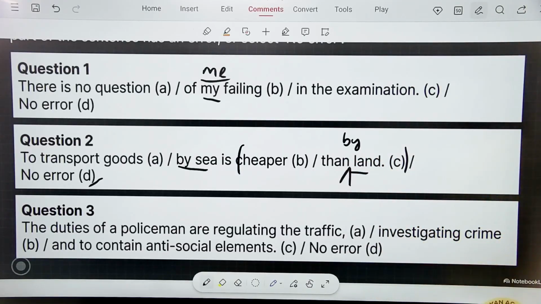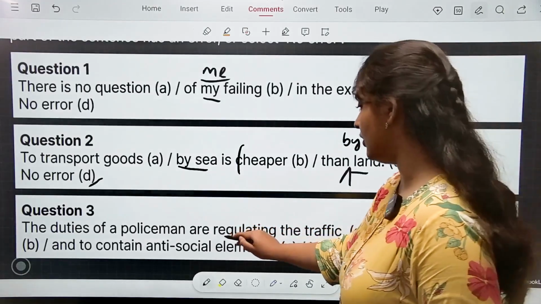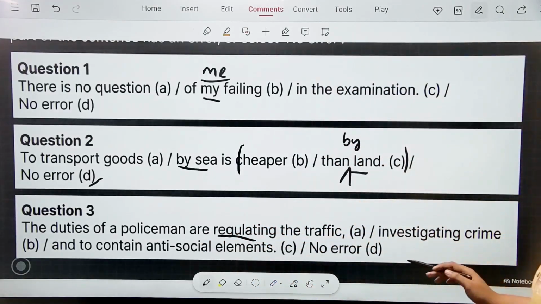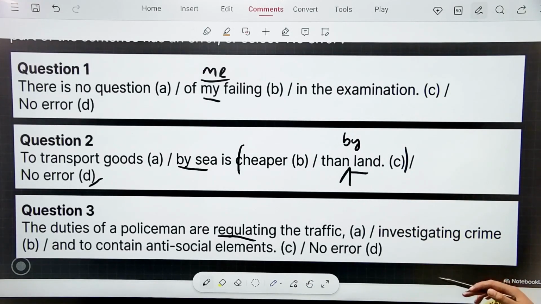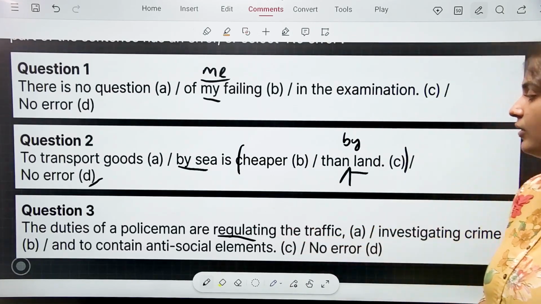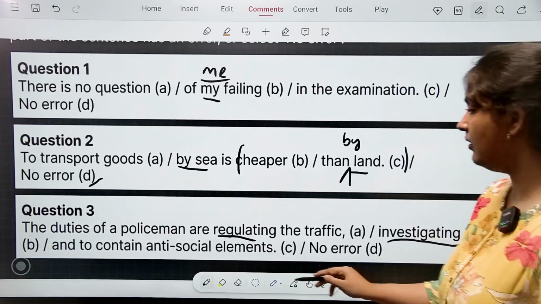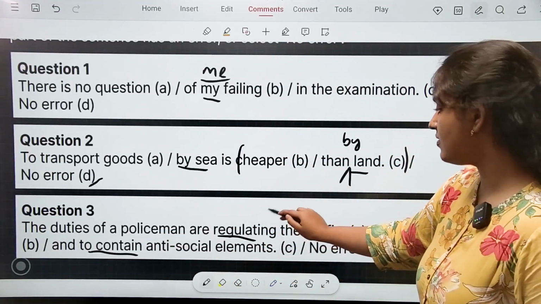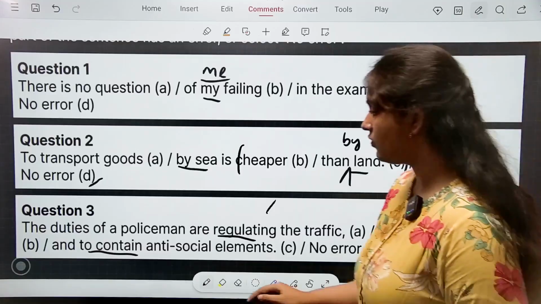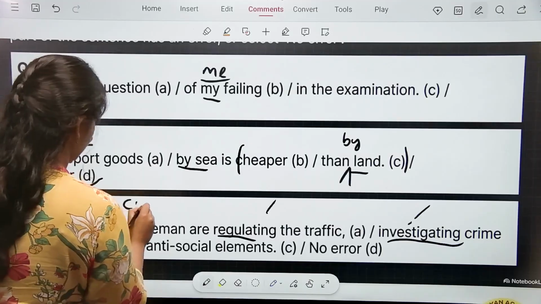अब ये सब जो मैंने rules बताया था उसमें ये आ जाते हैं. The thing that I said, verbs have to match with tenses. Regulate is a verb. First read it. आपको कुछ गलती लगे, then you can directly tick it and recheck it. आपको कुछ गलती नहीं लगे, then follow the rules. Duties of a policeman are regulating the traffic, investigating crime, and to contain antisocial elements. इसमें this is continuous. So you have to remove this and you have to write and containing.